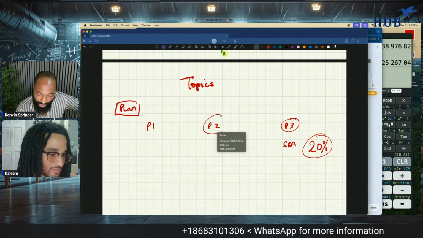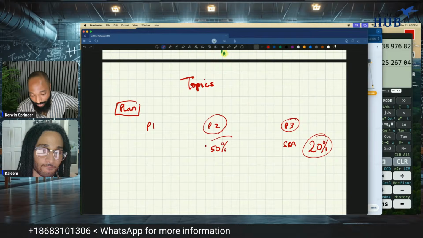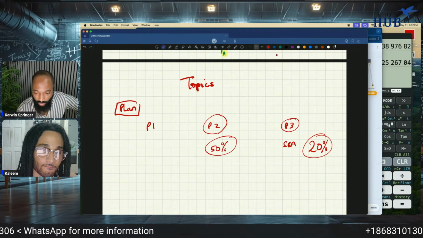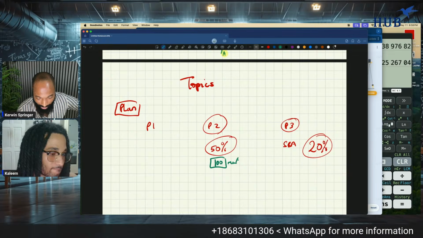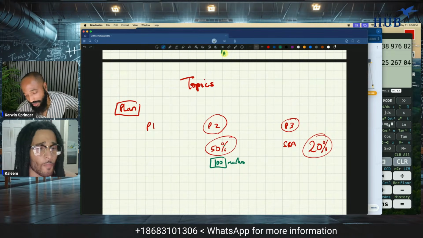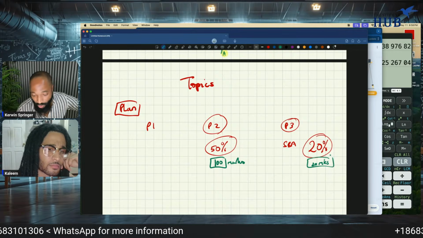Paper 2 is what we have tomorrow. How much percent is this? 50% of your final mark. Half of your final mark. It's worth 100 marks, so we have to give this our best shot, out of those 100 marks. Each mark is 0.5%. This one was with 20 marks, so each mark is actually 1%.